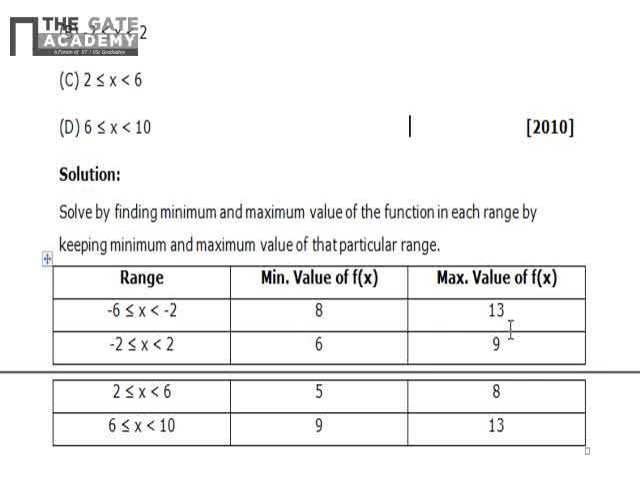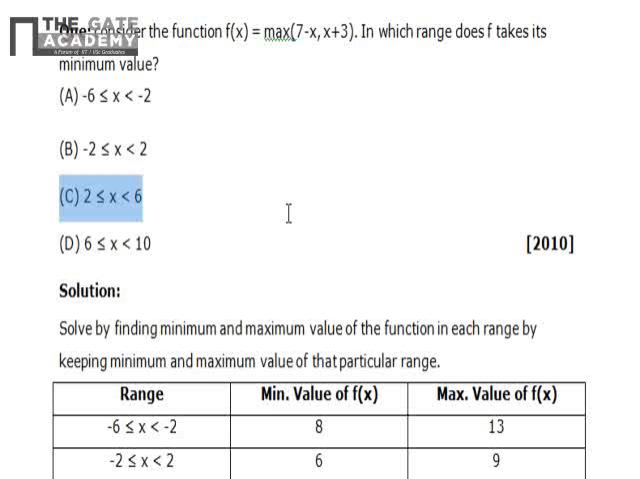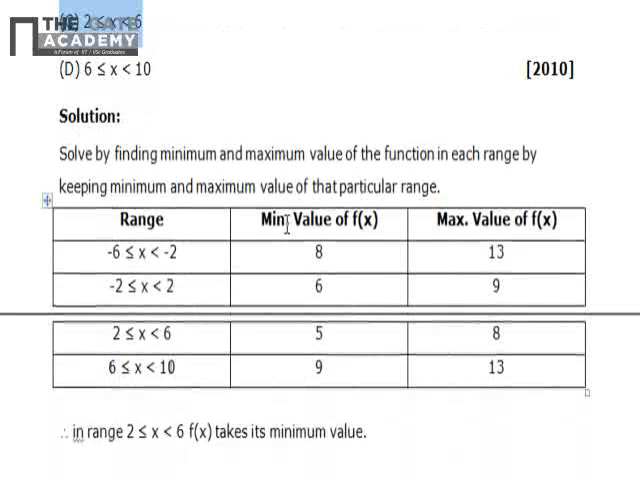Similarly for other ranges also we'll have to find the minimum value of f(x) and maximum value of f(x). After putting all this, we got that in the third range, that means x greater than or equal to 2 and less than or equal to 6, we are getting the minimum value of the function. That means our answer is C. This is a very simple example.